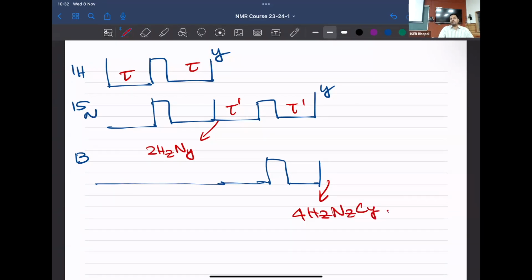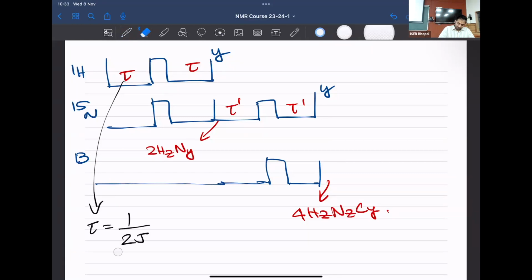If you go back and reflect on what you did for your mid-semester exam, this was one of the questions. The idea was to say, when you transfer from one to the other, what do you end up getting? All right, so this is one INEPT transfer, this is the other INEPT transfer. These are all based on single bonds. And of course, what you're going to do here is set this tau to 1 over 4J NH, where JNH is approximately 90 Hertz.